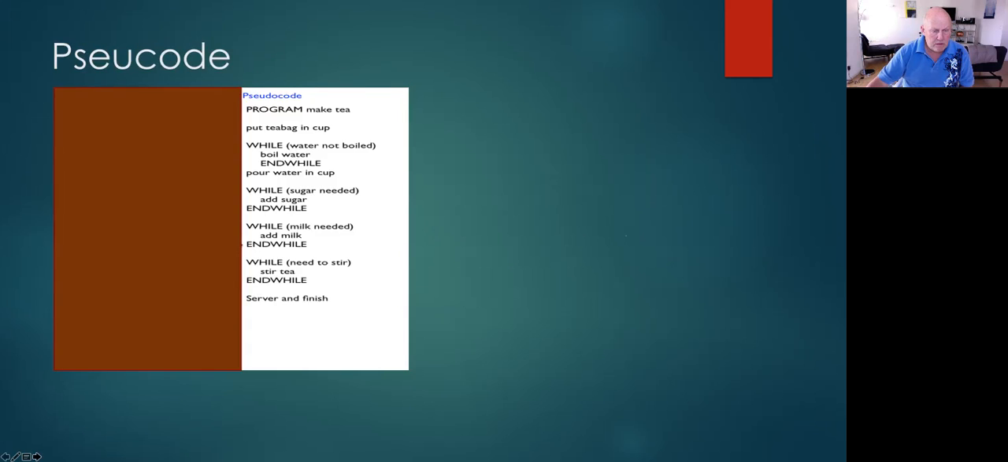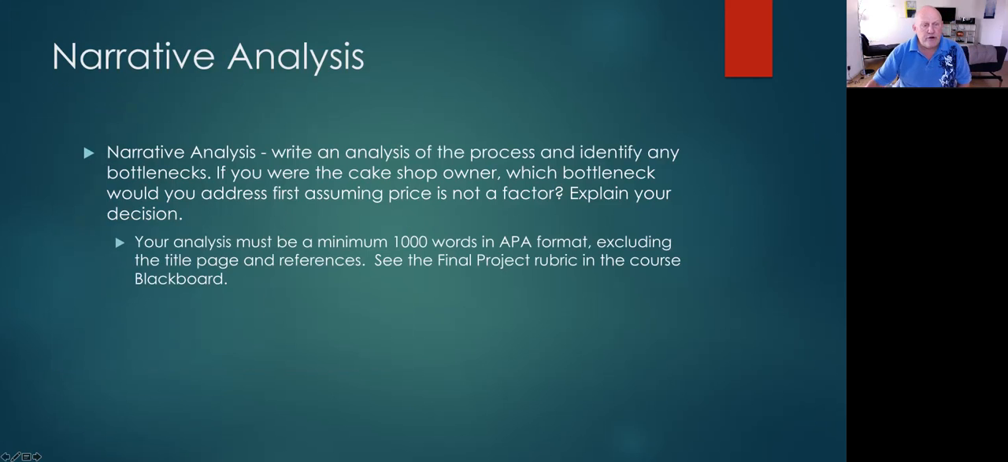So in your final assignment, you should have a narrative analysis. In your narrative analysis, you write an analysis of the process and identify any bottlenecks. If you were the cake shop owner, which bottlenecks would you address first, assuming price is not a factor? Explain your decision. Your analysis must be a minimum of 1,000 words in APA format, excluding the title page and references. See the final project rubric in the course Blackboard.